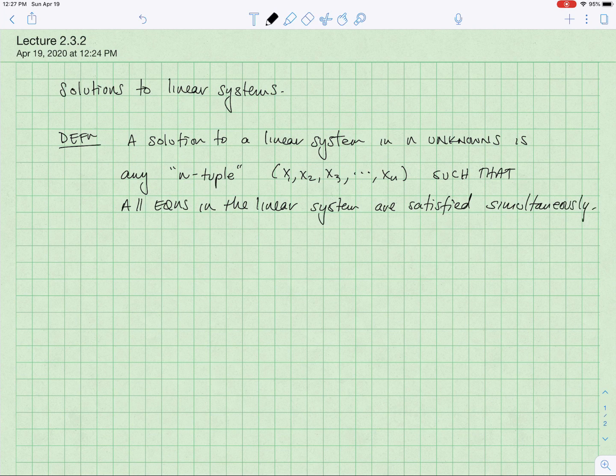So let's talk about what that means. First of all, what does this term mean? What's an n-tuple, dude? Sounds like a weird pastry or something. Let's talk about what that means. So in 2D, you're used to ordered pairs of the form x, y. So this would be an ordered pair.